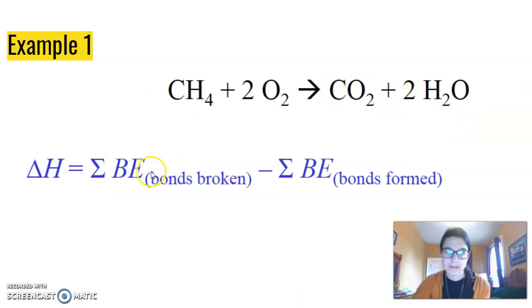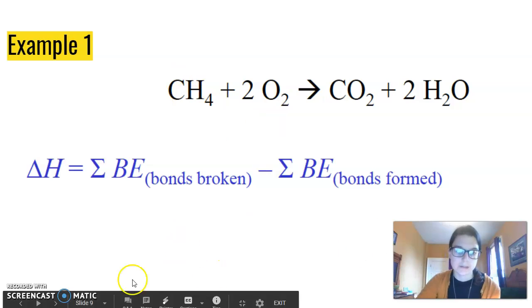So for doing this, again, we're finding the sum of the bond enthalpies of bonds broken minus the sum of bond enthalpies of bonds formed. So the bonds broken are going to be on the reactant side. The bonds formed are going to be on the product side. So you can also think of it like reactants minus products, if that helps you to remember that.